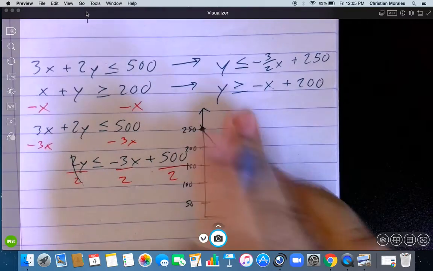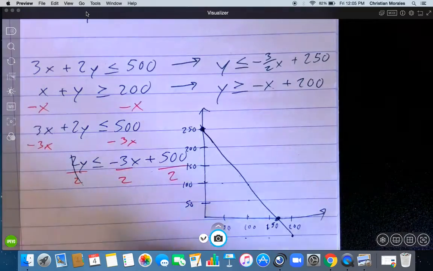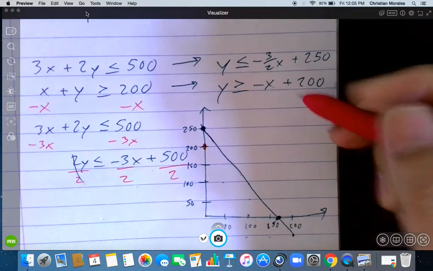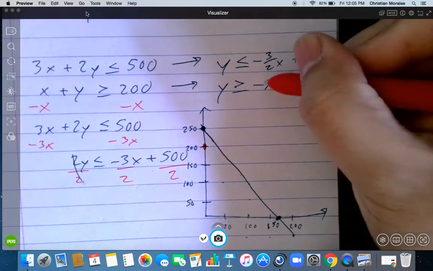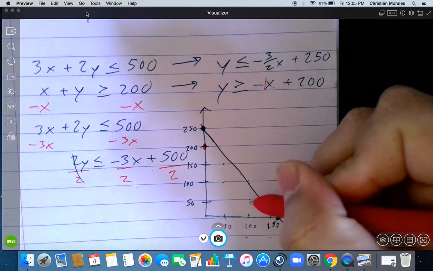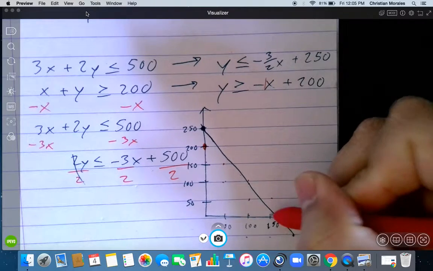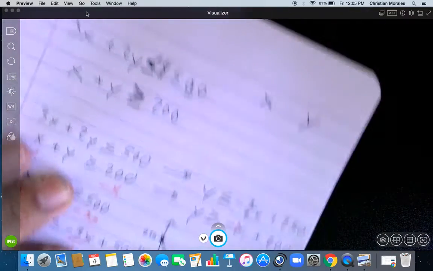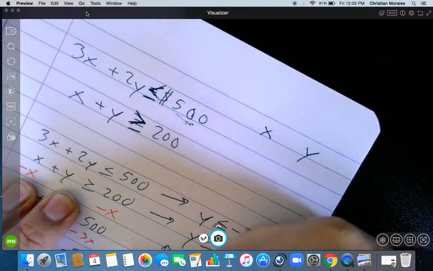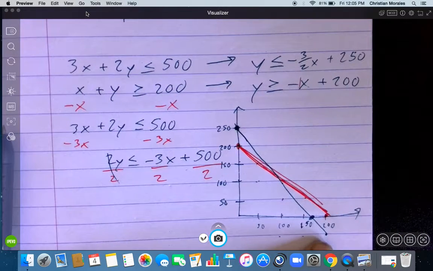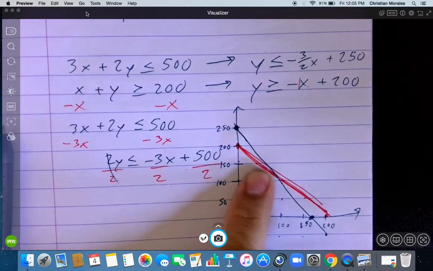Okay, the other line starts at 200. Oh wait, I should shade, but let's shade it afterwards. The second line starts at 200. The slope is -1. So down 1, over 1, down 1, over 1, down 1, over 1, down 1, over 1. So this line, let me try to draw it straight first. And I missed it. I missed the line. See, that's why you have to be careful. I missed it the first time. So that's my line right there, the darker one.